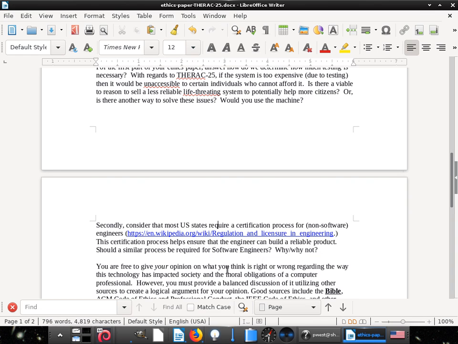All right, so let's see. What else do we have? Oh, yes. This is a great one. Secondly, consider that most U.S. states require a certification process for non-software engineers. So if you were an engineering major, you'd have to be a certified engineer in order to do things like build bridges or make diagrams for other things. This certification process helps to ensure that the engineer can build a reliable product. Should a similar process be required for software engineers?